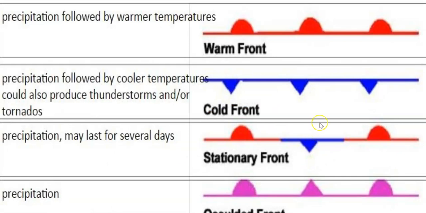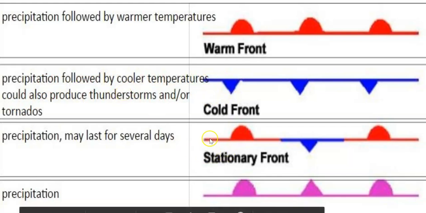Okay, let's review our symbols for our fronts. The warm front is red, and it has the little half circles on it. What does that mean? There could be precipitation followed by warmer temperatures. A cold front symbol is blue, and it has triangles. That means there could be precipitation followed by cooler temperatures. These can also produce thunderstorms or tornadoes.